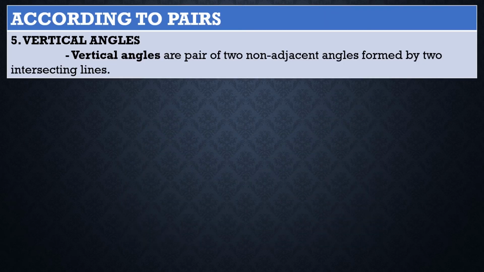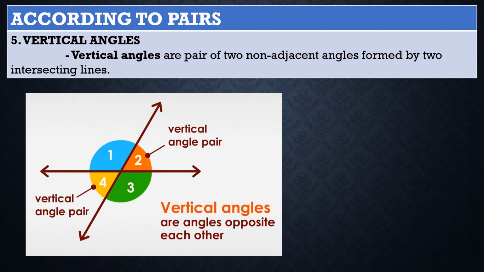Lastly, we have vertical angles. Vertical angles are a pair of two non-adjacent angles formed by two intersecting lines. So this is an example of vertical angle. So si angle 2 and angle 4, they are vertical angles kasi nga opposite sila of each other. And at the same time, si angle 1 and angle 3, sila naman yung bumubuo ng second vertical angle pair natin.